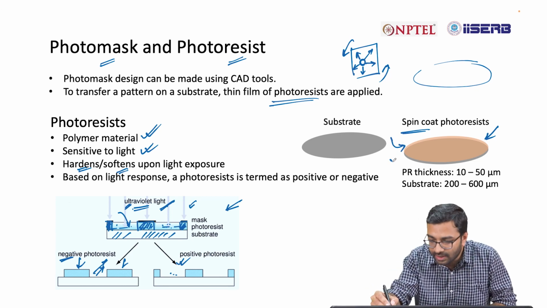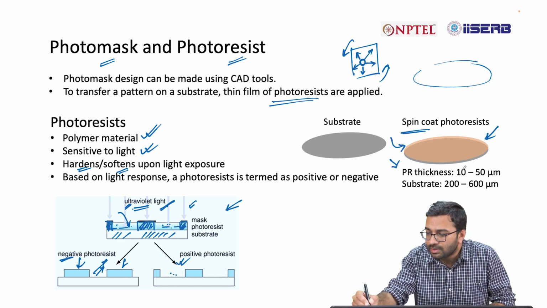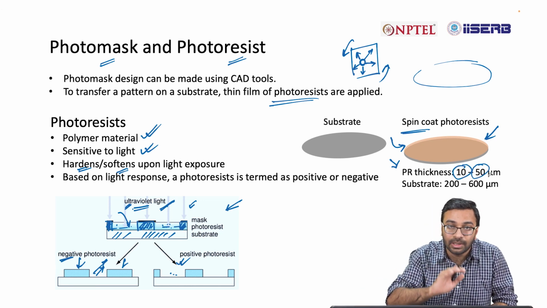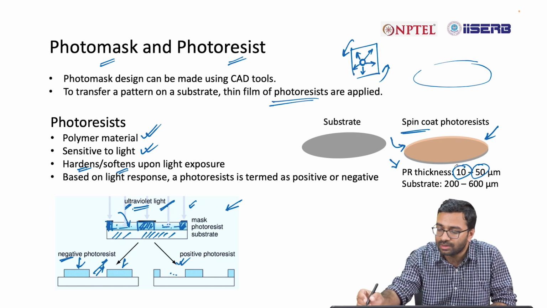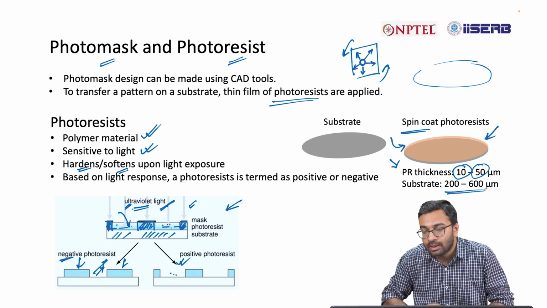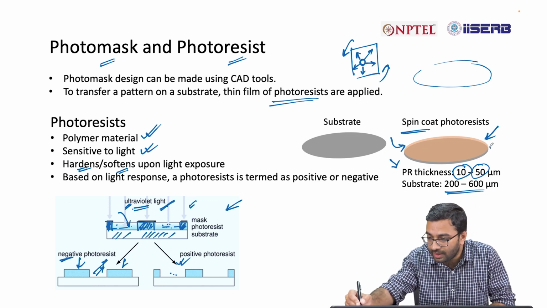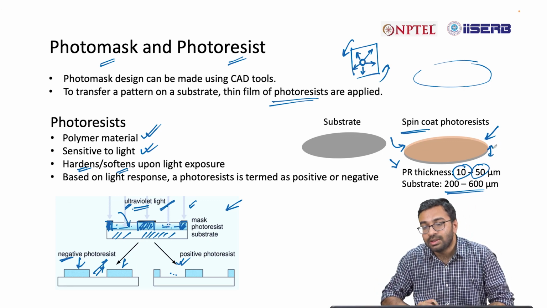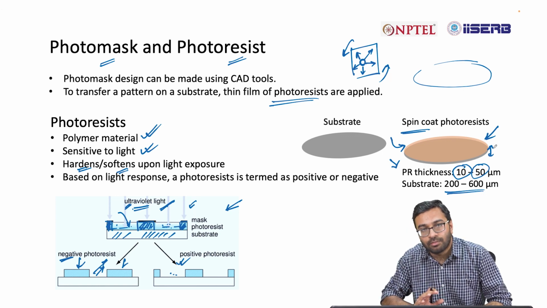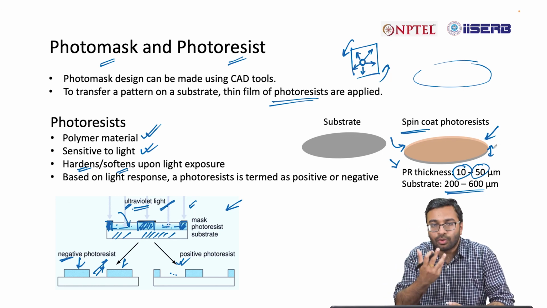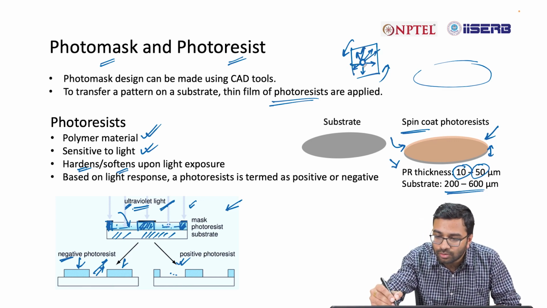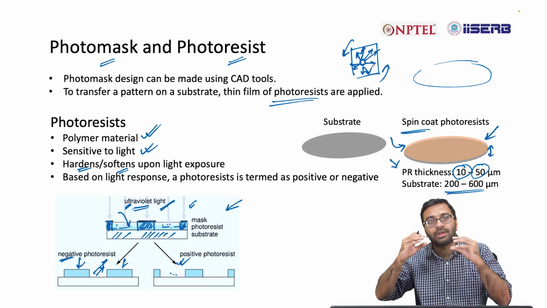Usually, the photoresist thickness is maintained, say, from 10 to 50 micron. 10 to 50 micron is the typical thickness of the photoresist, and the substrate thickness is usually 200 to 600 micron. Now, you can actually vary the thickness of the photoresist just by changing the RPM and the time, because if you keep on rotating, as the time progresses, it will keep on spreading. So, the film will become thinner and thinner.